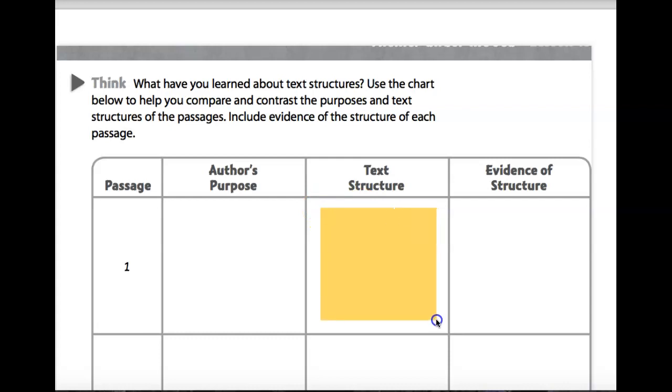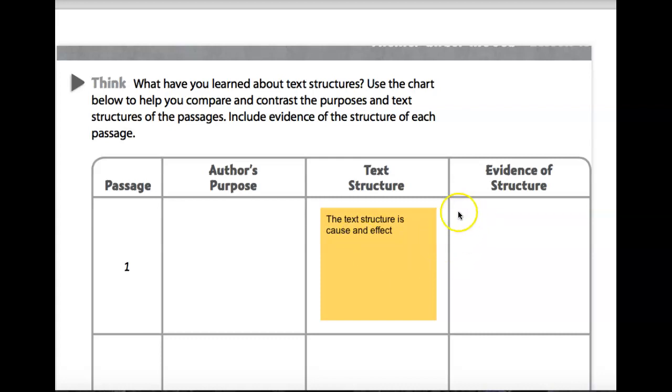Okay, so we decided that the text structure, the way it's set up, is cause and effect. Okay, what causes the octopus to shoot the ink sac? It's when they feel threatened, and the effect is that it hides them from their enemies so they can escape. Okay, that's cause and effect.